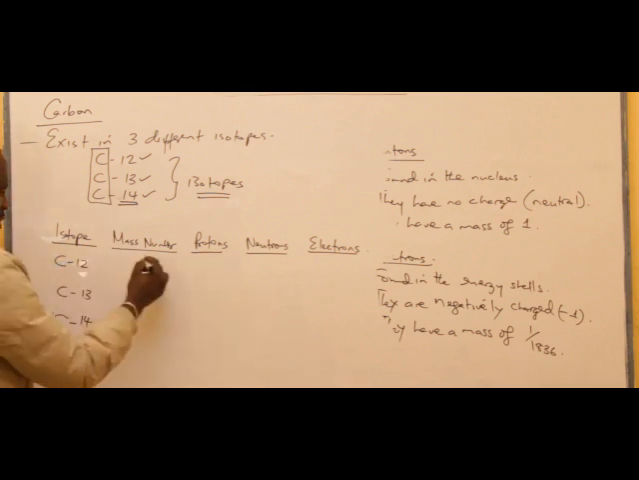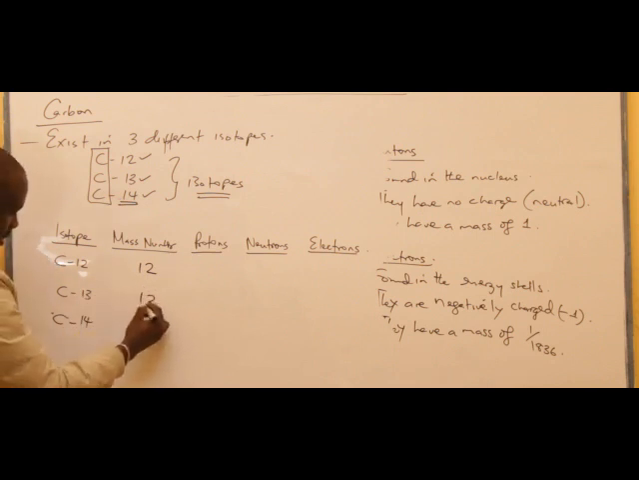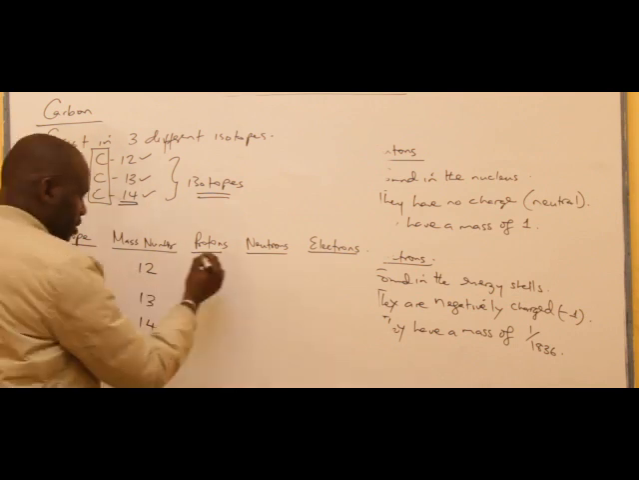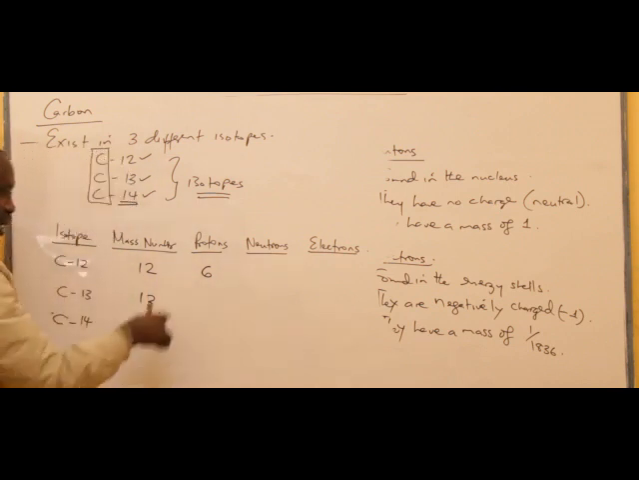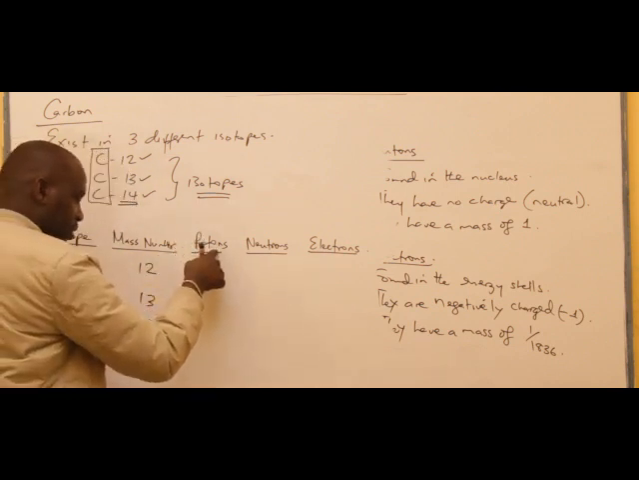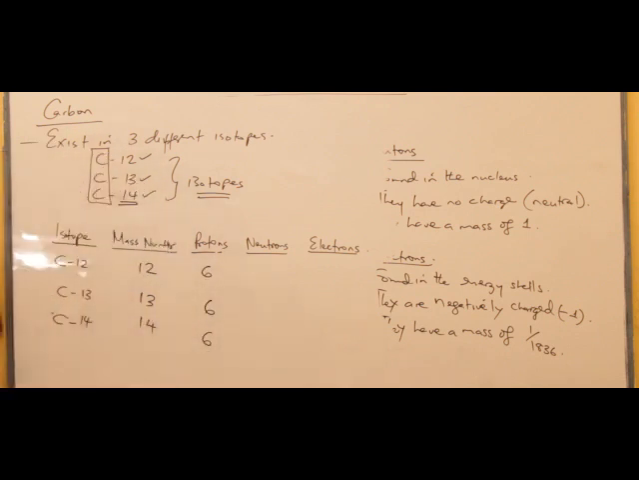The mass number of this one is 12. That is why we call it carbon 12. The mass number of this one is 13, and the mass number of this one is 14. The number of protons: carbon is atomic number 6. Therefore, the protons will be 6. And the protons must be the same because they are of the same element. So if the protons are 6 in this one, this one must also be 6, and this one must also be 6.